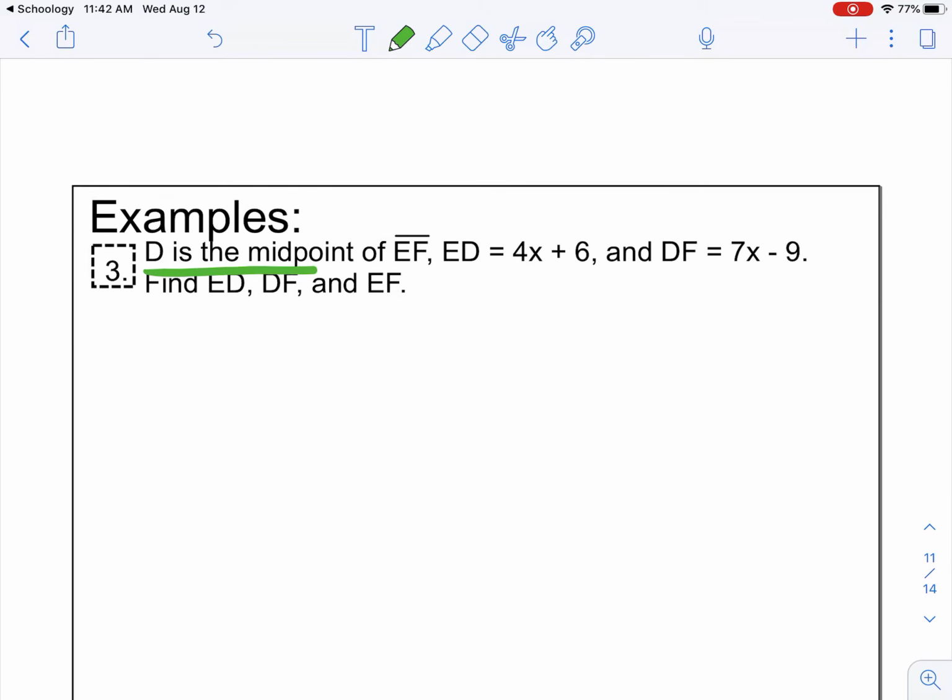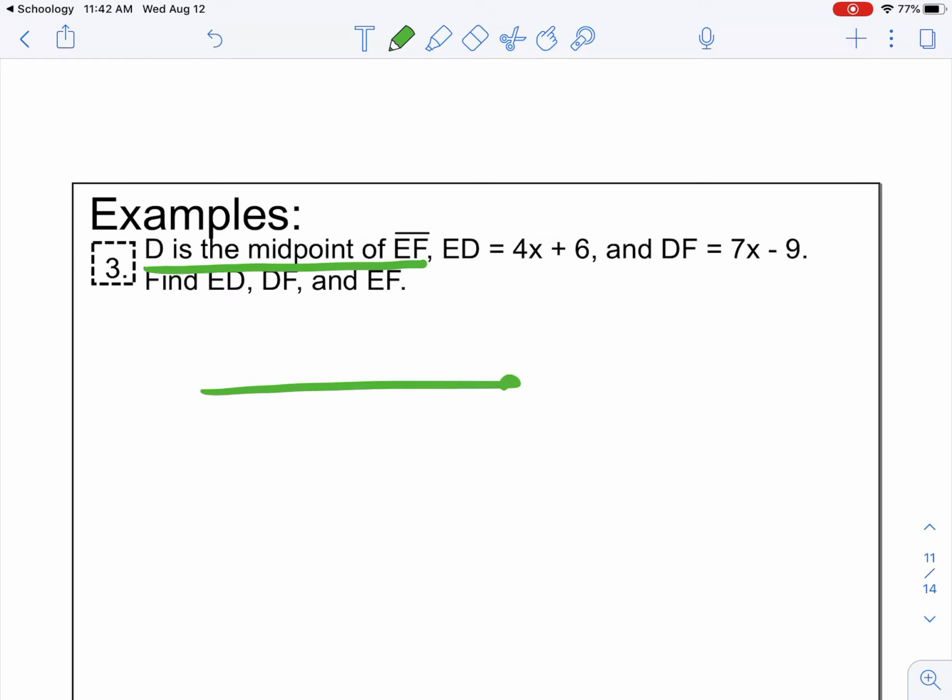Okay, this one says D is the midpoint of EF. It's the first thing I have to do. The answer is draw a picture. Here's EF. D is the midpoint. Now, some people will stop working right here and be like, that's done, and start labeling. No, it's not. This does not say D is the midpoint of EF. Tick marks tell me D is the midpoint of EF. All right, ED is 4x plus 6. DF is 7x minus 9. And it says find ED, DF, and EF. All of these things, okay?